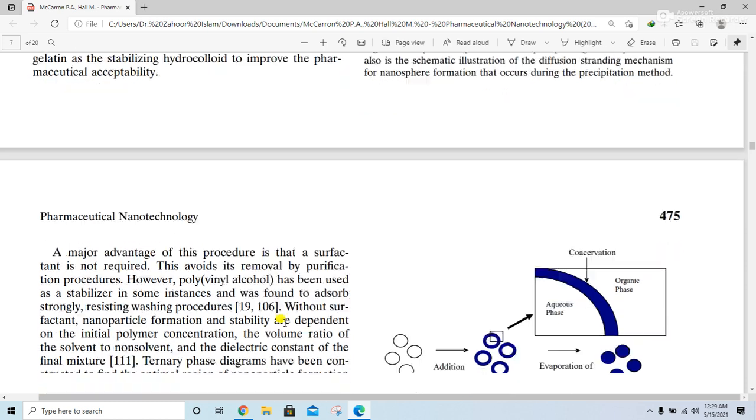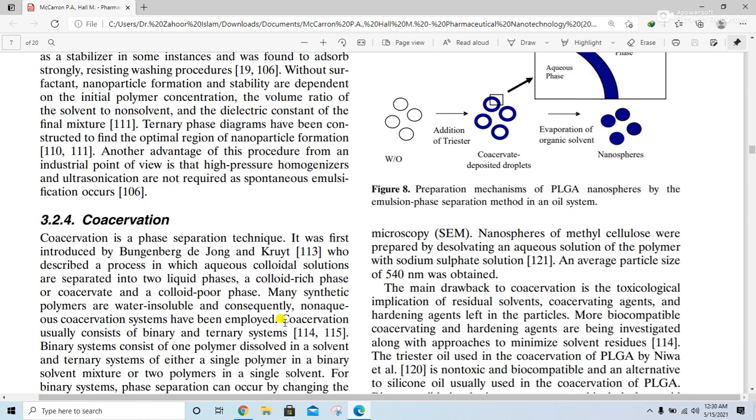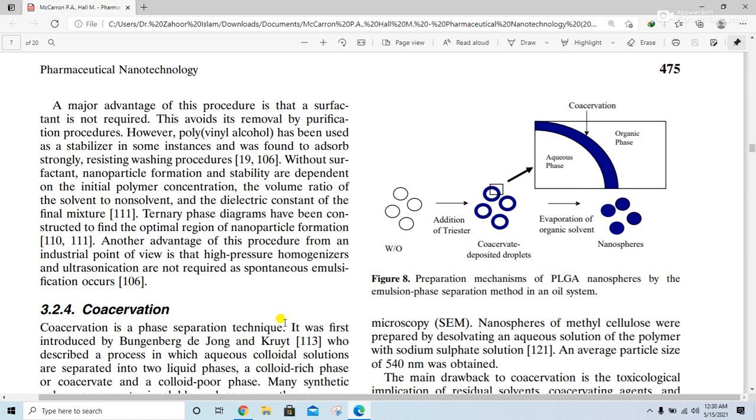This is the method you can see here in figure number 8, showing how the coacervation process takes place. This one is a water-in-oil type of emulsion, by the addition of triester. Here the deposited droplets are coacervates, and after that evaporation of organic solvents occurs and nanospheres are formed. This one is the aqueous phase and this is the organic phase.